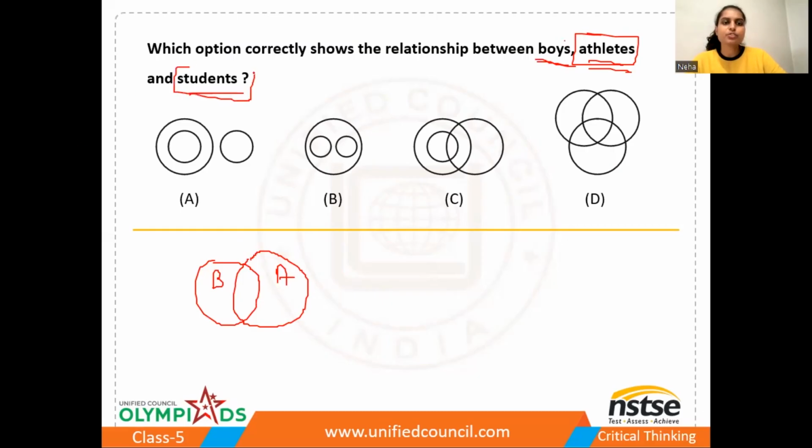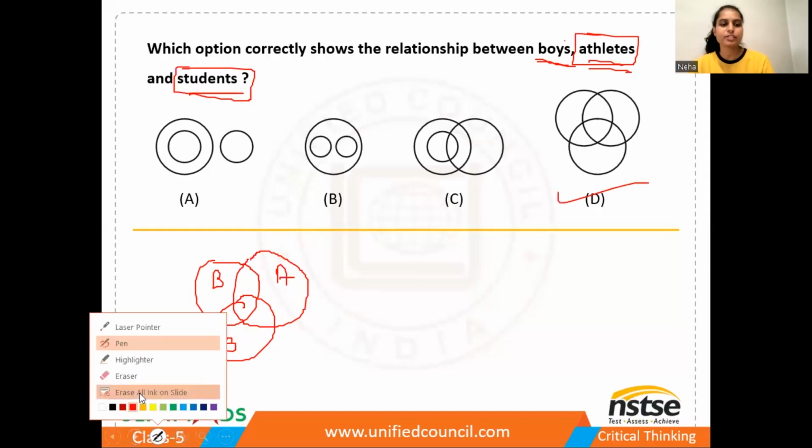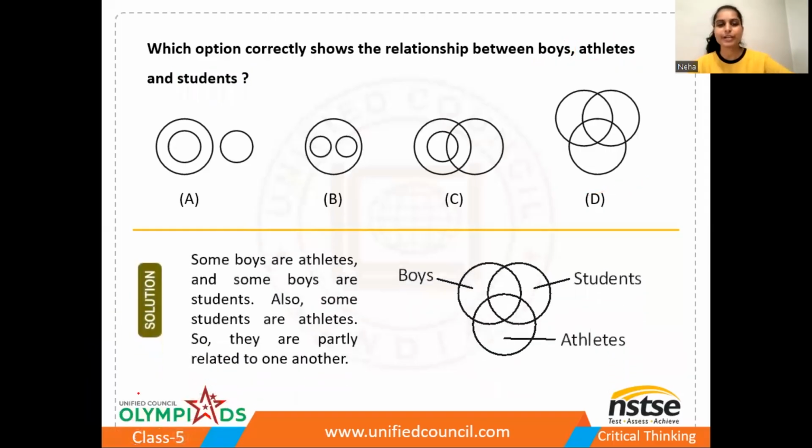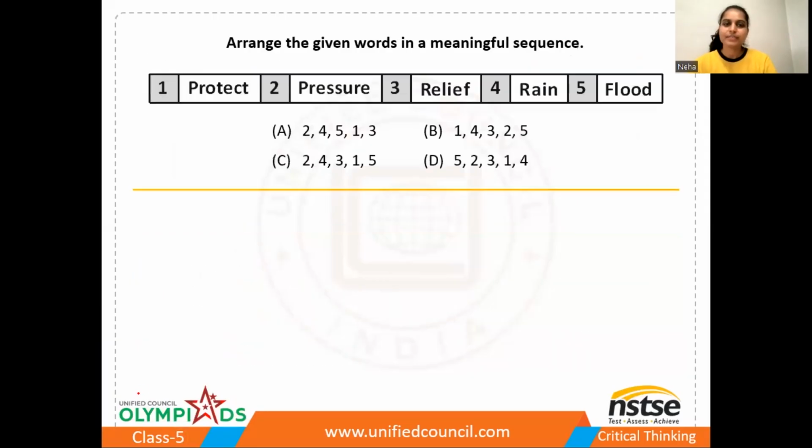And the next one is students. So I think I can show students like that. Some students can be boys or some students cannot be boys. Some students can be girls also, right? And some students can be athletes also, right? So I think yes, option D is the right answer. Option D is the correct explanation for these options. Boys, students, and athletes are interrelated, but some are and some are not. Okay, this is also done.